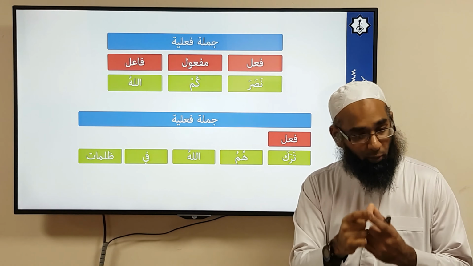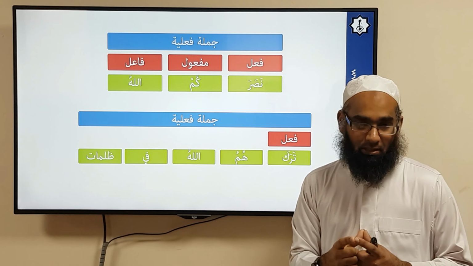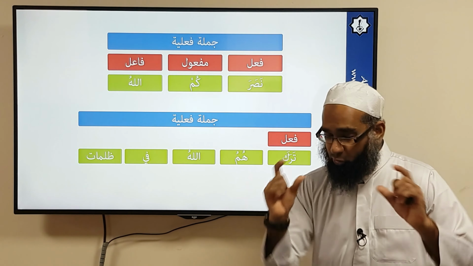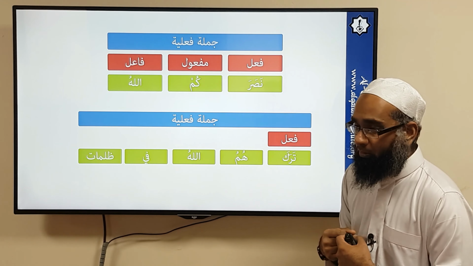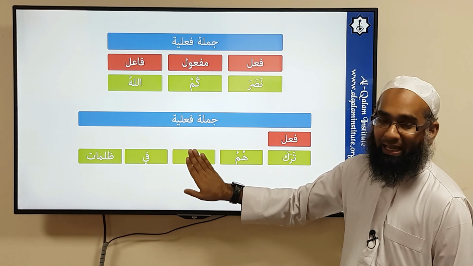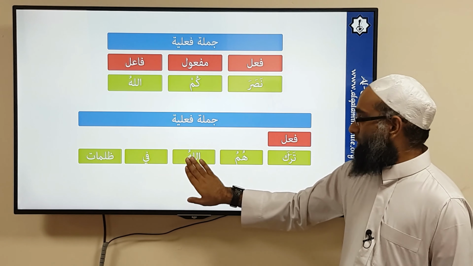The fa'il. There's only one word that's marfu in the jumla fi'liya sentence. Mubtada khabar has two marfu words or two marfu slots. Jumla fi'liya has one marfu slot. So which word is marfu? Allah. So straight away you know Allah Zul Jalala becomes the subject. It's called fa'il.